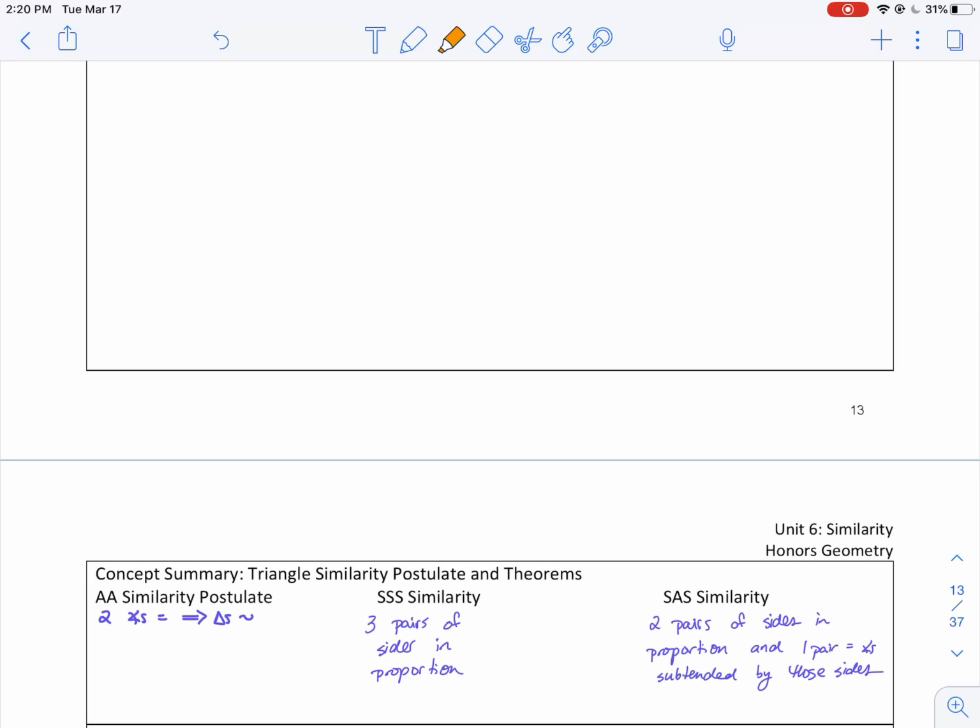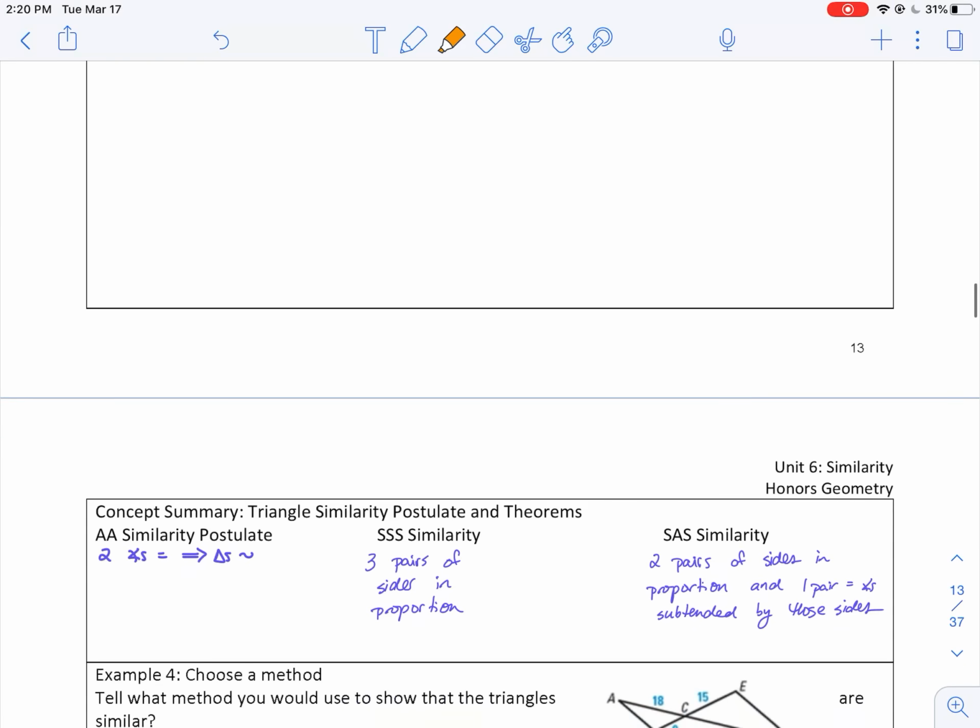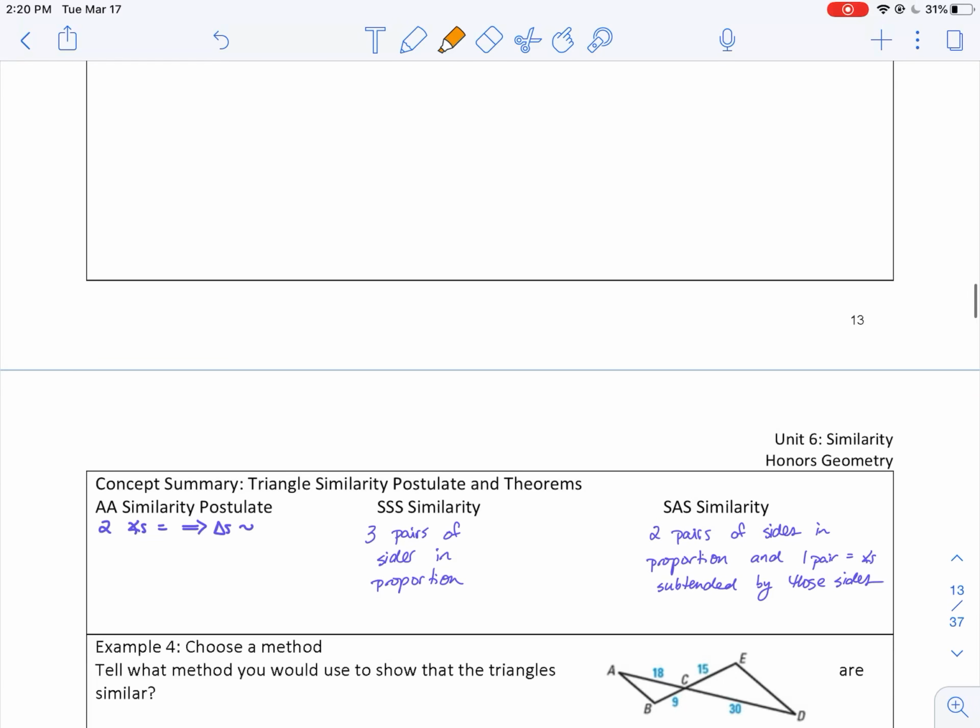We now have 3 different ways to prove triangles are similar. We have our AA similarity postulate, which we're using our shorthand, 2 angles equal implies triangles similar. We have our side-side-side similarity, which tells us if we have 3 pairs of sides in proportion, triangles are similar, and then side angle side. All right, so now let's go ahead and let's look at example 4.